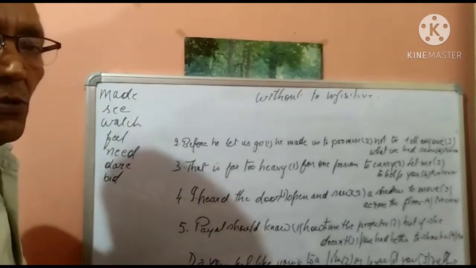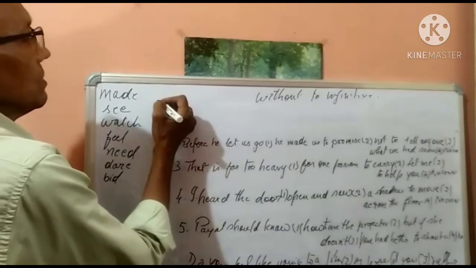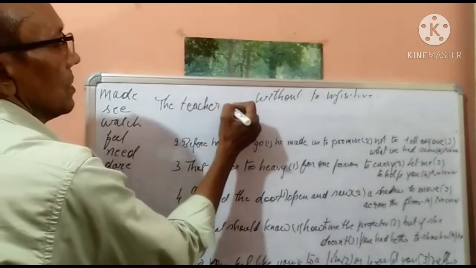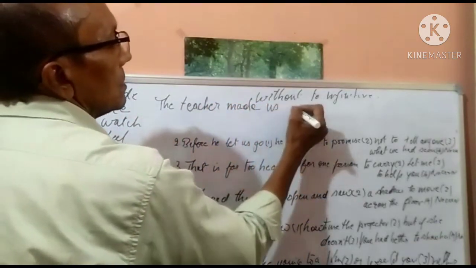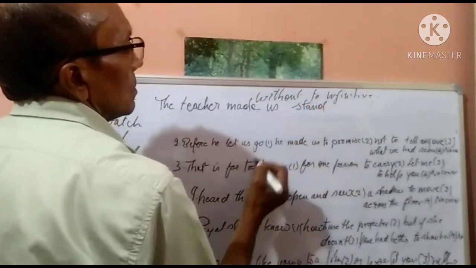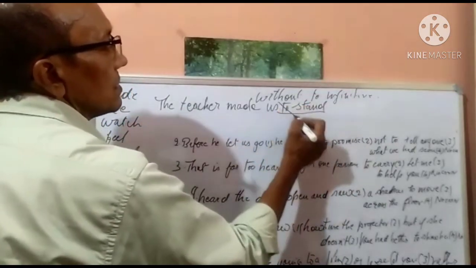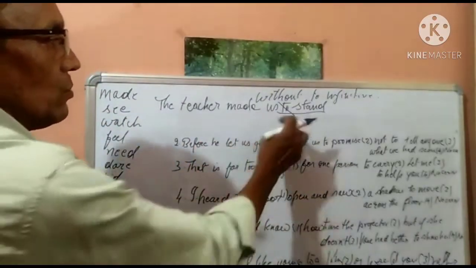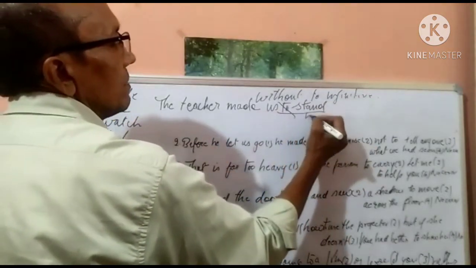So first let me make you understand how. For example, the teacher made us stand. We cannot write to stand. Made us to stand, this is incorrect. To stand is incorrect. So without to, this is bare infinitive. This is called bare infinitive.